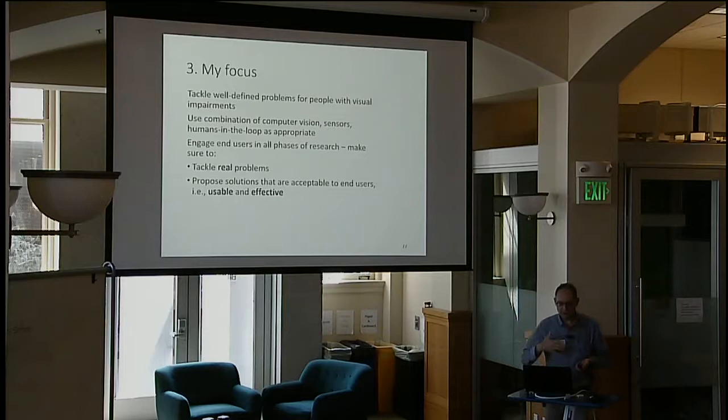So the focus that I have as a researcher is I try to find well-defined problems that people with vision impairments have. And these are problems that I think can be addressed at least partly by computer vision, sensors, perhaps humans in the loop as well. And it's really important to not just sit around and theorize, but to engage end users in all phases of your research. So you want to make sure you're solving a real problem.